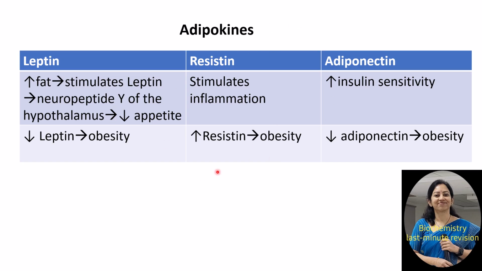Sometimes a 3-marker question is asked, like enumerate different adipocytokines released from adipose tissue, their functions and clinical significance. This is the simplest way to remember. Leptin, regulator of appetite; resistin stimulates inflammation; adiponectin stimulates insulin sensitivity. So decreased leptin and decreased adiponectin are related to obesity, and increased resistin is also related to obesity.